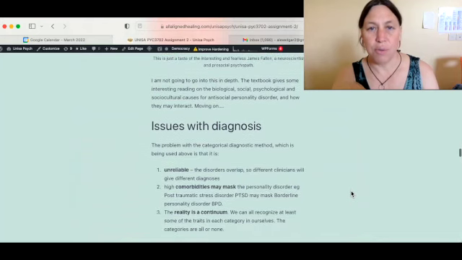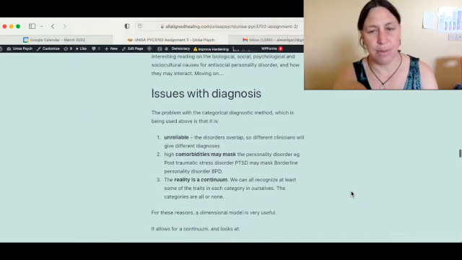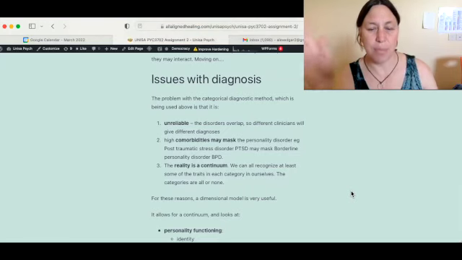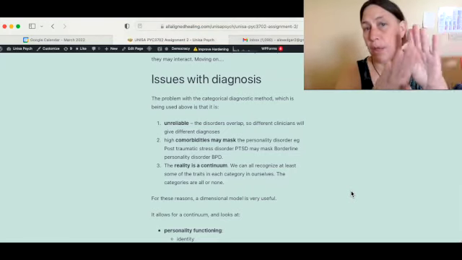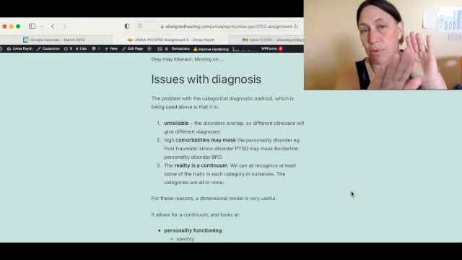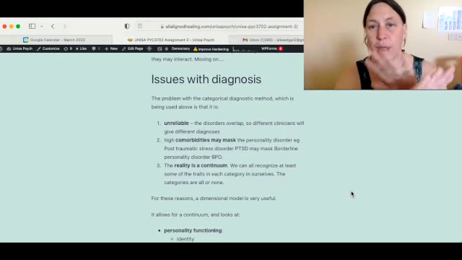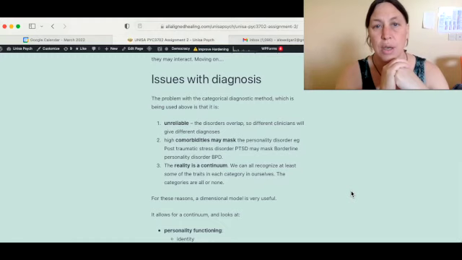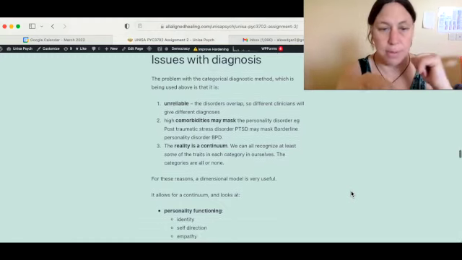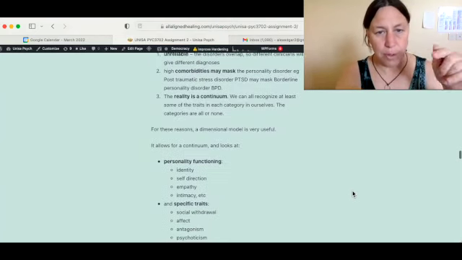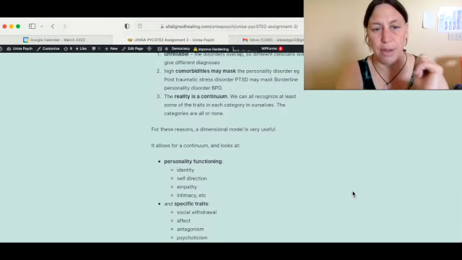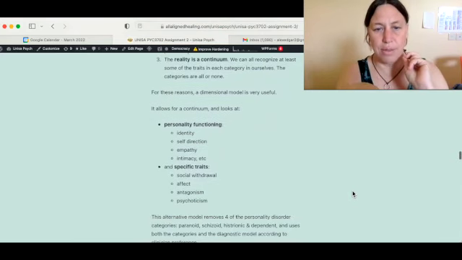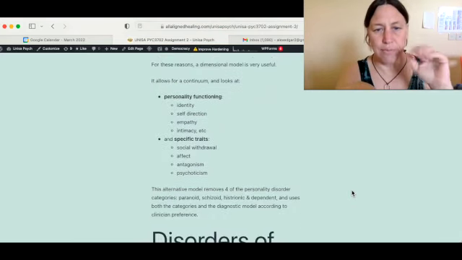There are issues with these wonderful clear 10 categories. People don't always fit into them. They can be masked. For example, borderline personality disorder and post-traumatic stress disorder can be very hard to distinguish. We are all on a continuum. We can all recognize ourselves in each and every one of those categories. So the dimensional model looks more at personality functioning and at specific traits. And it eliminates 4 of the personality disorder categories: paranoid, schizoid, histrionic, and dependent.